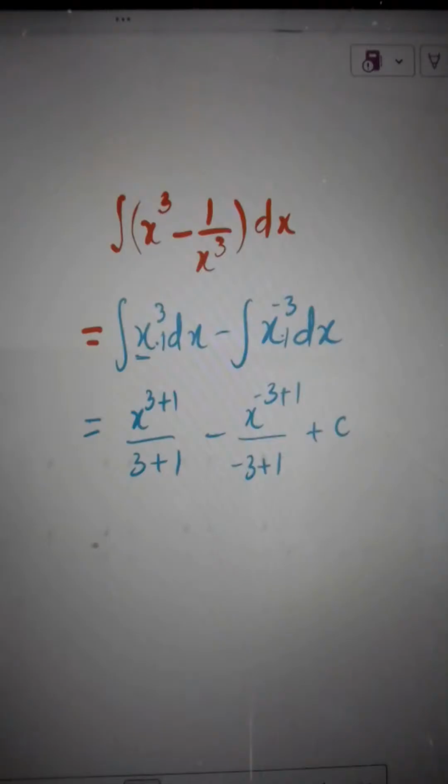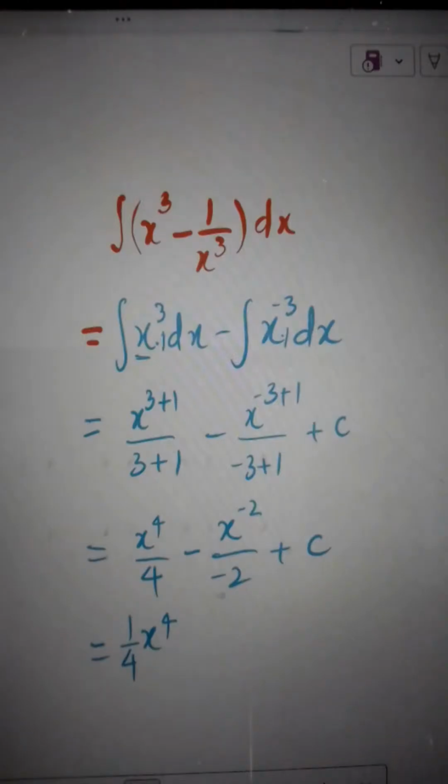Since c is involved, it is called an indefinite integral. It will become x power 4 by 4 minus x power minus 2 by minus 2 plus c. Then it can further be written in this form: 1 by 4 acts as coefficient, and minus minus plus 1 by 2, and x power minus 2 can appear in the denominator as x power 2, plus c. This is the form we have now, the answer, the indefinite integral.